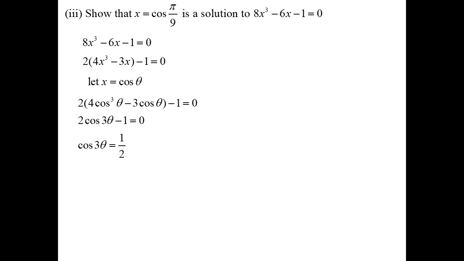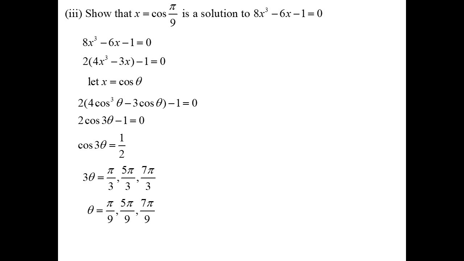I now have a very easy trig equation to solve. Cos 3 theta is a half. Well, that means 3 theta is pi on 3, 5 pi on 3, 7 pi on 3. Obviously, there's an infinite number of answers. But I know I'm solving a cubic, so I only need 3 answers. The important thing is I need 3 unique answers. Divide by 3, I get pi on 9, 5 pi on 9, 7 pi on 9.